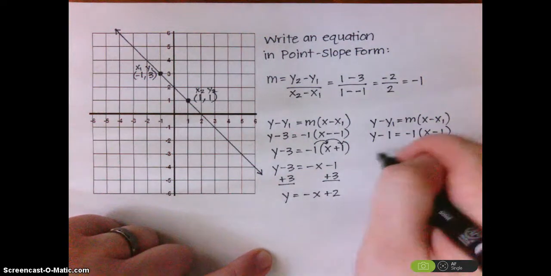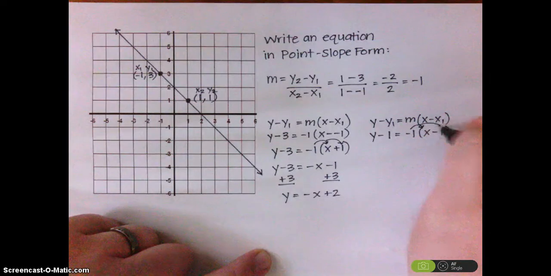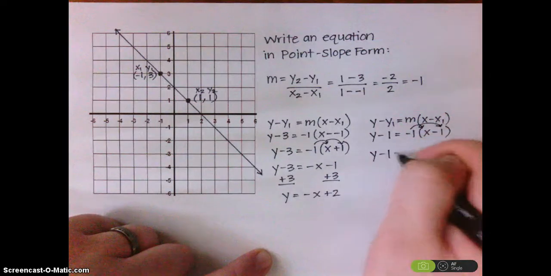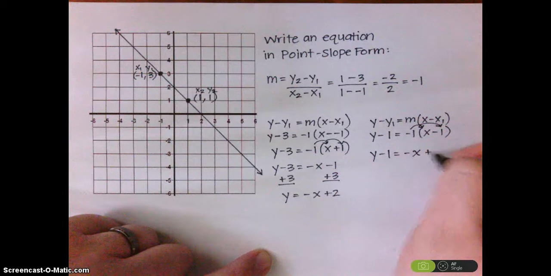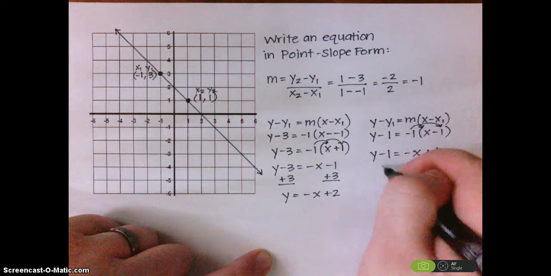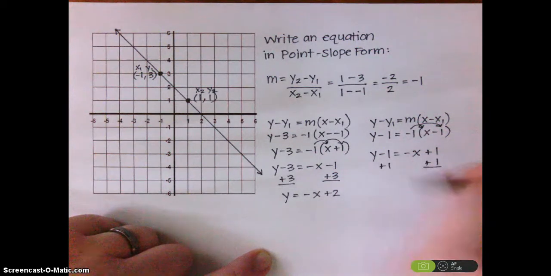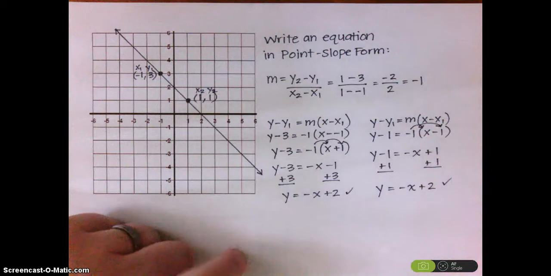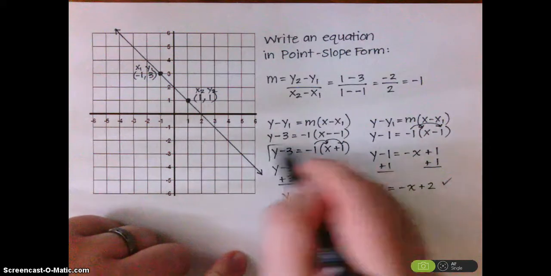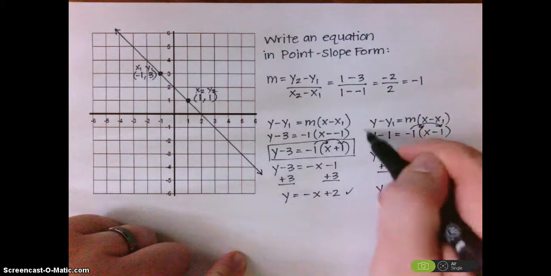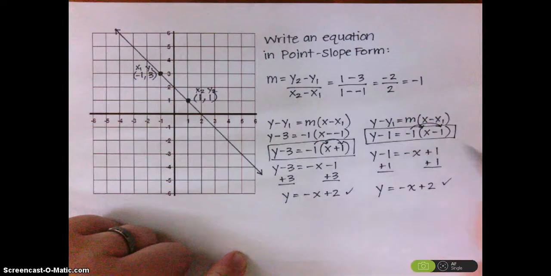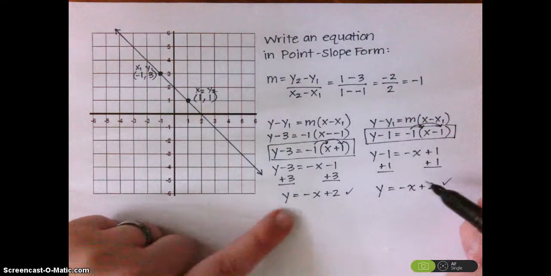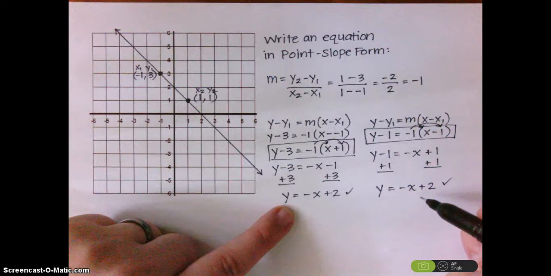Let's see if I can get that over here. I'm going to do the distributive property again. So I have y minus 1 is equal to negative x plus 1. If I add 1, adding the opposite to both sides, I'm left with y is equal to negative x plus 2. So they are, in fact, equivalent, even though the point-slope form using two different points does not look the same. It is actually the same equation if I just keep doing a little bit of work and I look at it as slope-intercept form.